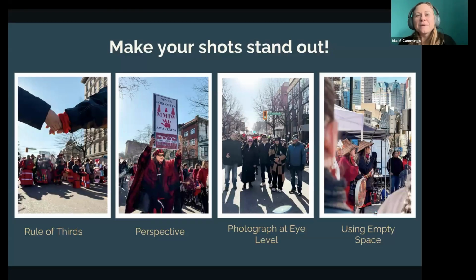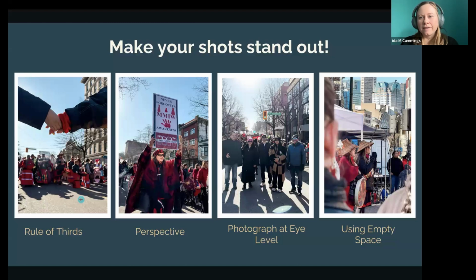Okay. And then when we get into composition, there are a few things to consider when you're taking photos. The first one is rule of thirds. What rule of thirds means is rather than putting your subject right in the middle, you divide your camera into three sections. So there's a top section, a bottom section, and then there are two sides.